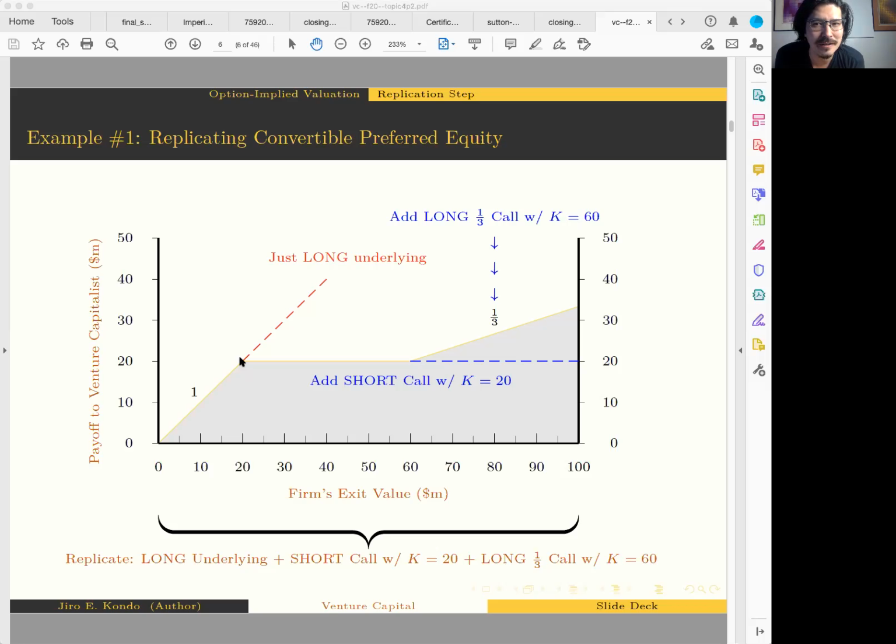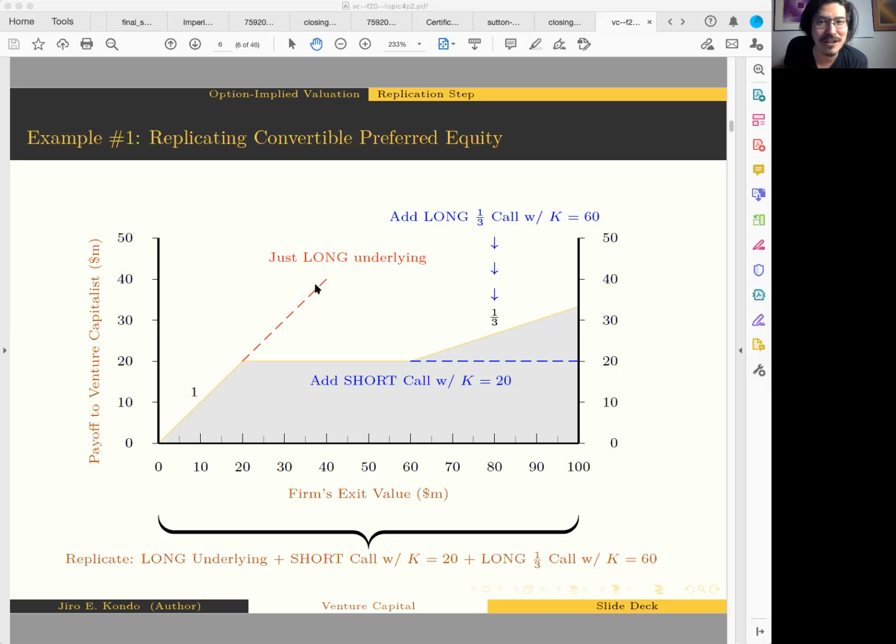You guys see what I'm saying? Because if I only bought long the underlying, what I call the underlying in my slides is just the startup as a whole. It's the Y equals X, the first ingredient that I showed you guys on paper. Notice if I just bought this, I would be fully matched up to 20, but then I would not be matched at higher values of exit value, correct? Because my payoff diagram would just be this dashed red line. Do we agree with that statement?